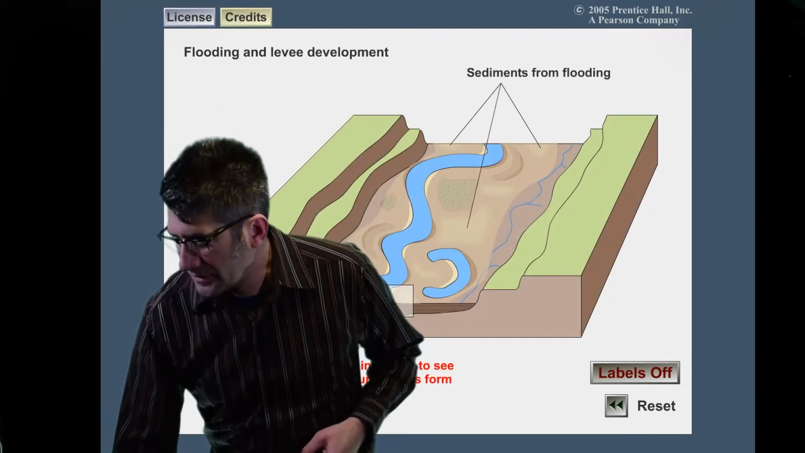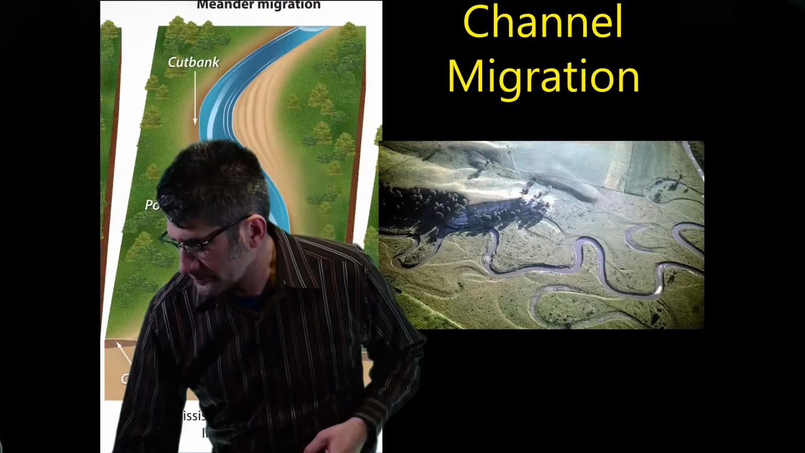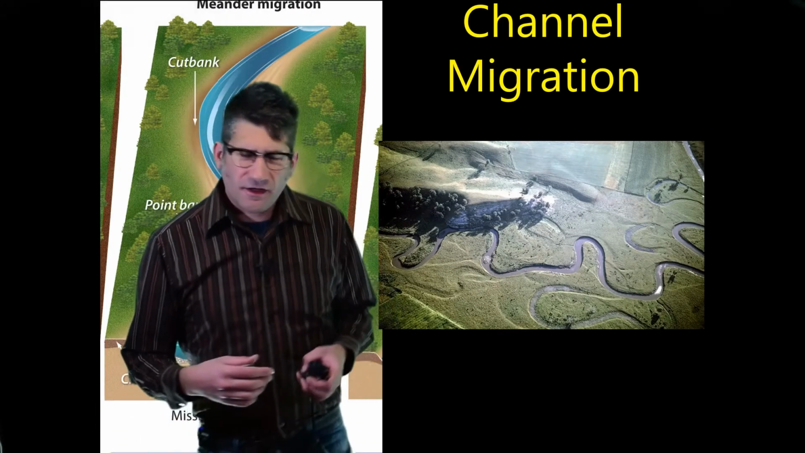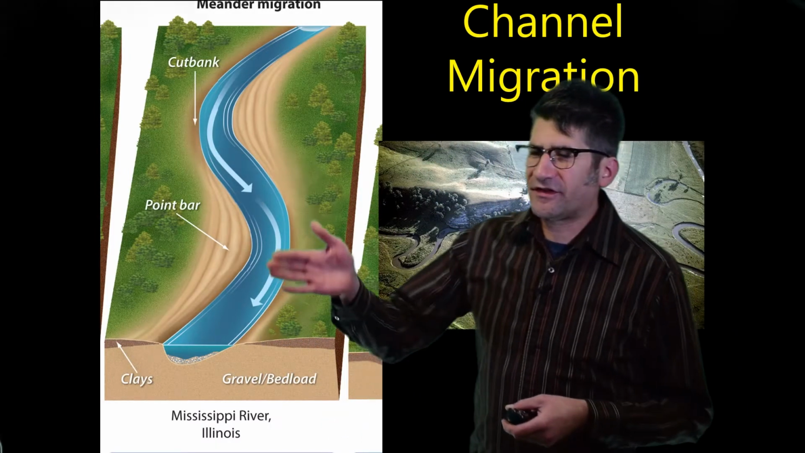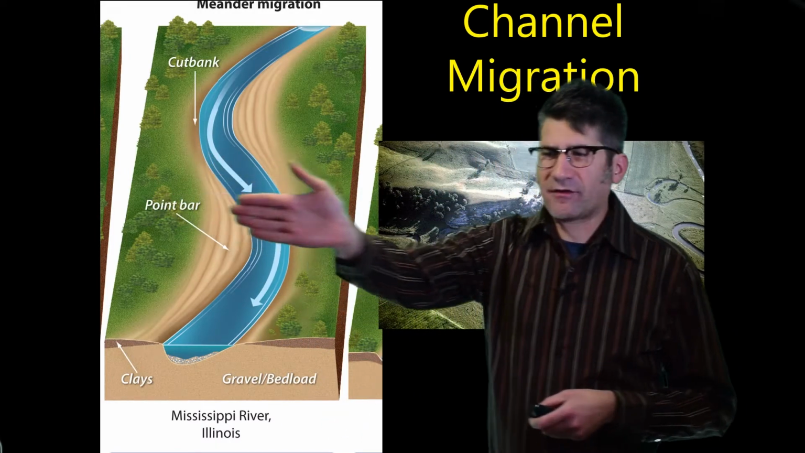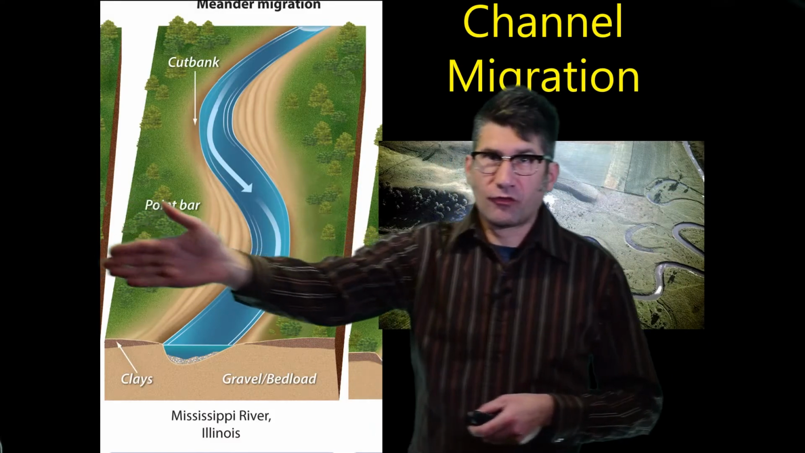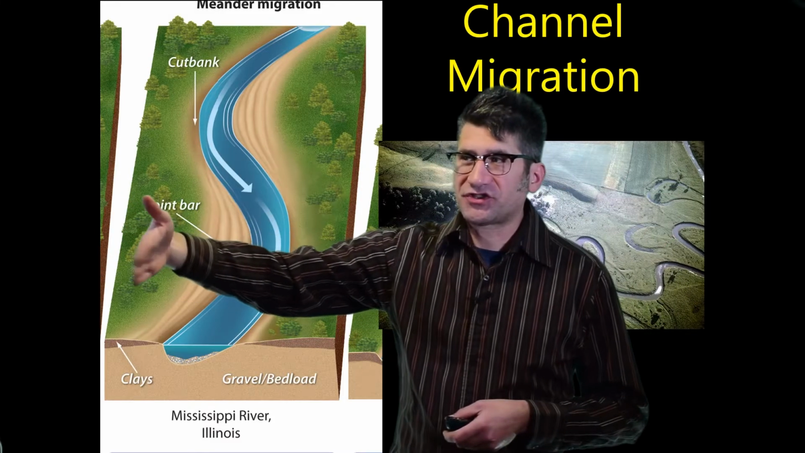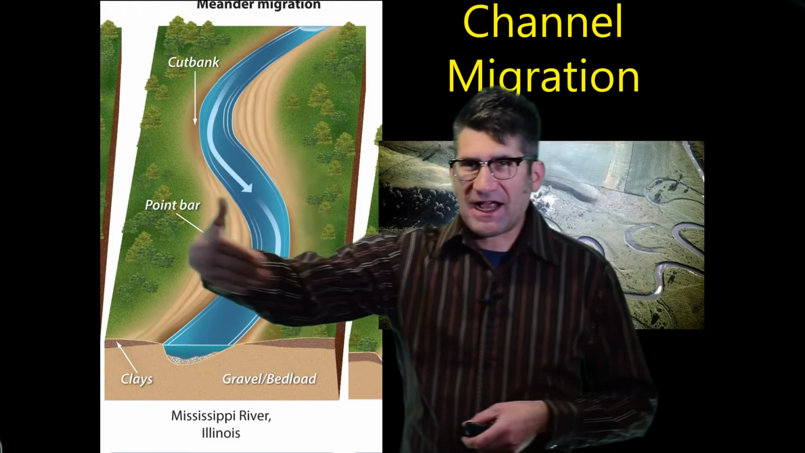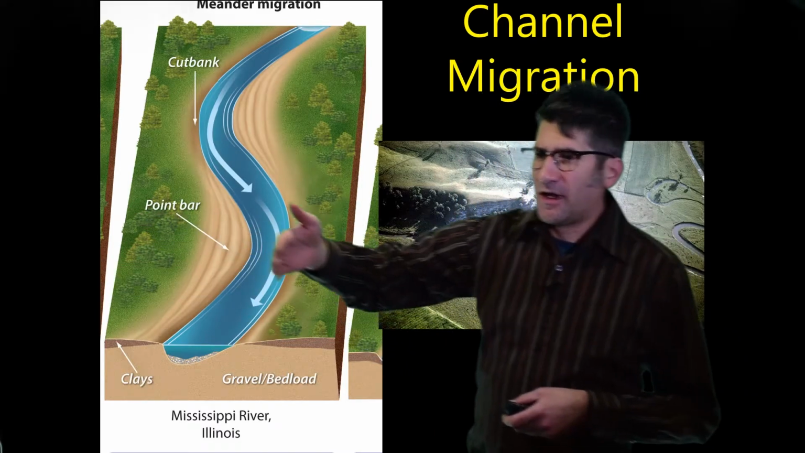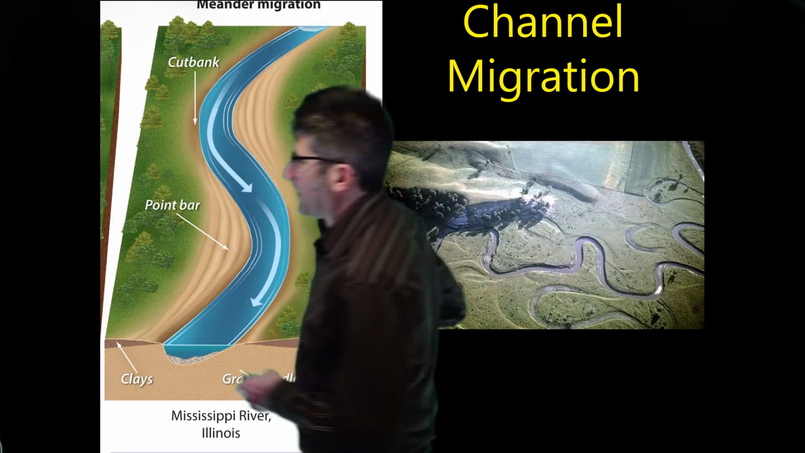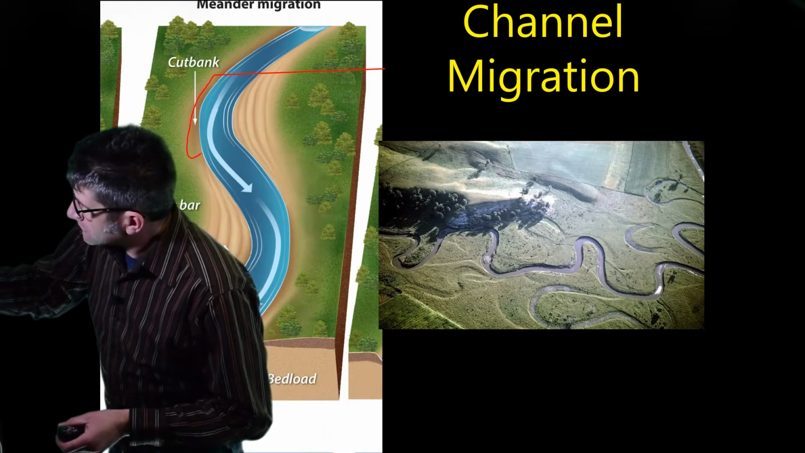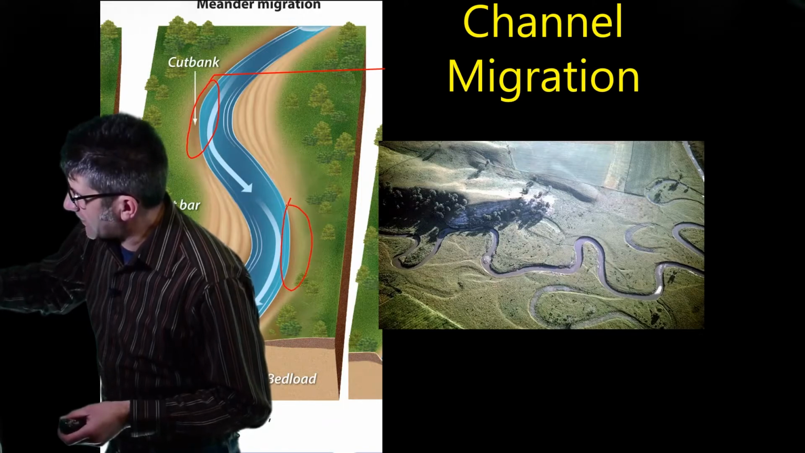Okay, moving on. Another key characteristic of channels, especially meandering channels, is that they're not fixed in time. They migrate back and forth through the floodplain through what we call channel migration. So as a channel migrates, we develop an erosional area that we call the cut bank. So here's a couple of cut banks here. Cut banks here, cut banks here.